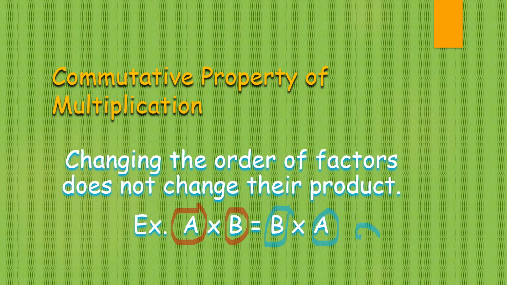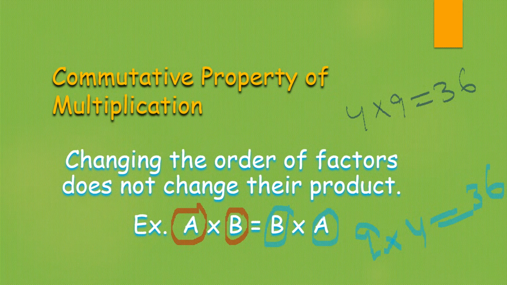Example, we can take 9 into 4, right? Equal to 36. And when we write 4 into 9, it also gives us 36. It is a commutative property of multiplication.